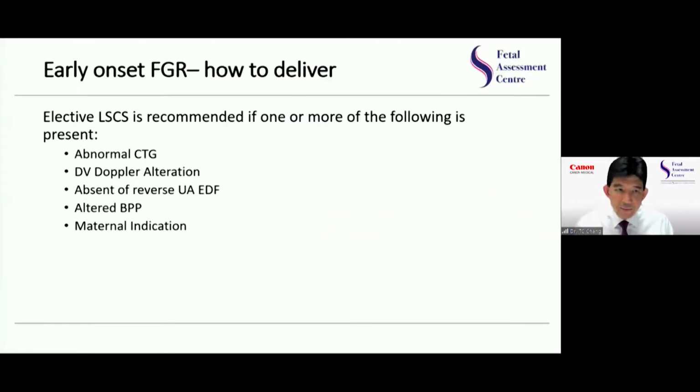How do we deliver the early growth-restricted fetus? The short answer is we are probably looking at an elective cesarean because of the high morbidity and mortality associated with labor in such fetuses. Particularly so if the CTG is already abnormal, if you've got abnormal ductus venosus Dopplers, as we mentioned just now, if you've got absent or reverse flow in the umbilical artery waveform, or very low biophysical scores, or if you have a maternal indication such as severe preeclampsia or imminent eclampsia, then the recommendation is elective cesarean section.